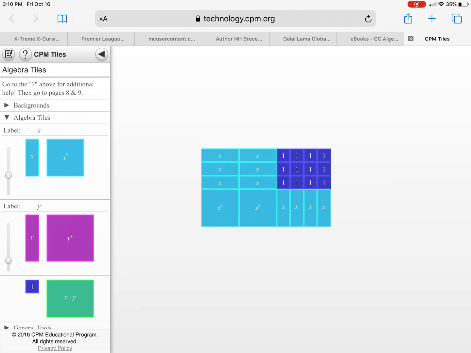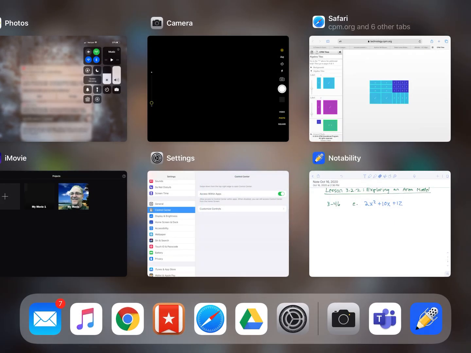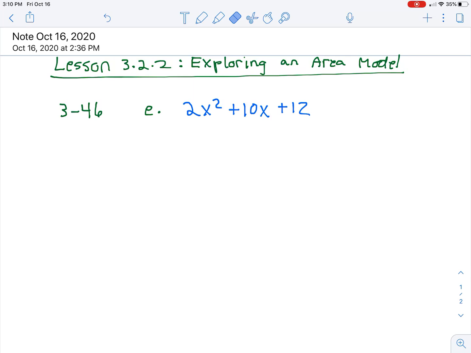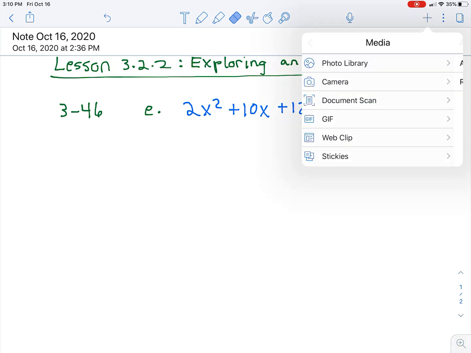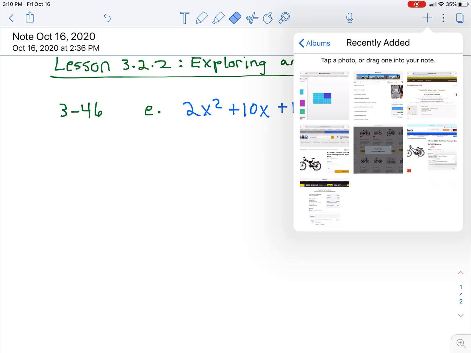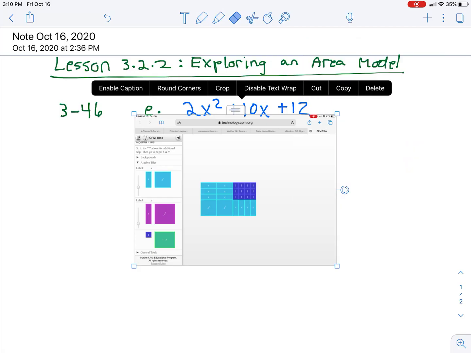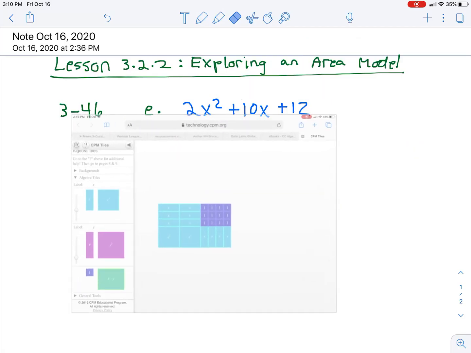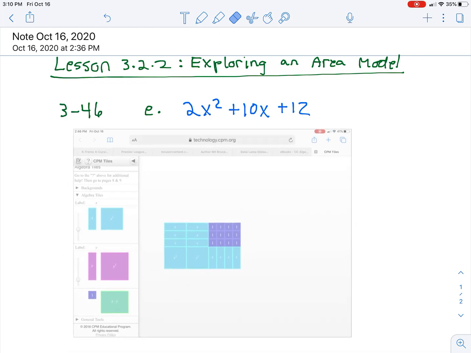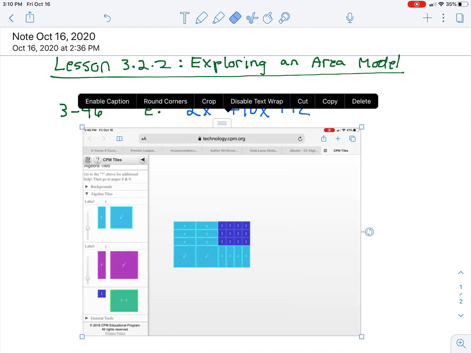All right, back to Notability. It turns out I've already screenshotted that earlier, so I'm just going to grab that earlier photo. And there it is. Add that in. Let's stretch it out, make it a bit bigger so we can see it.